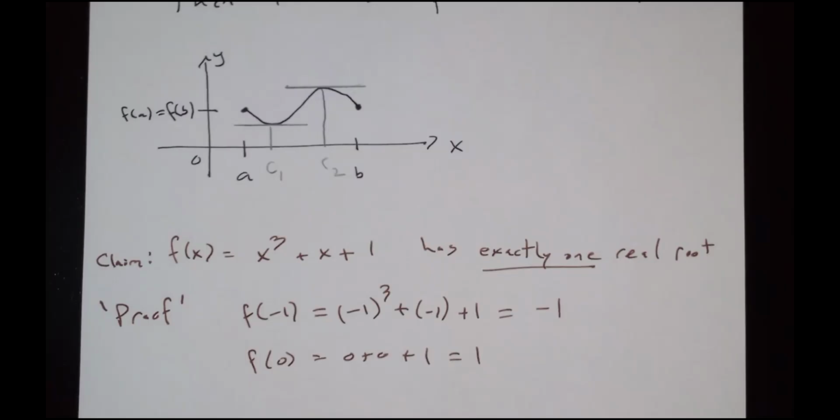Cross over the x-axis. I went from a negative value to a positive value, and this function is a polynomial. Polynomials are continuous everywhere. So that's the intermediate value theorem. I went from negative to positive continuously. I had to cross through 0 somewhere.